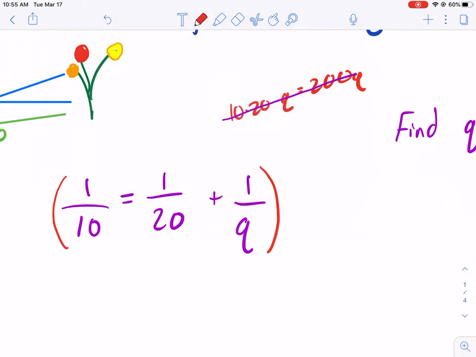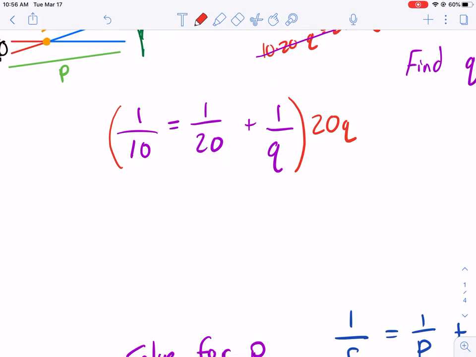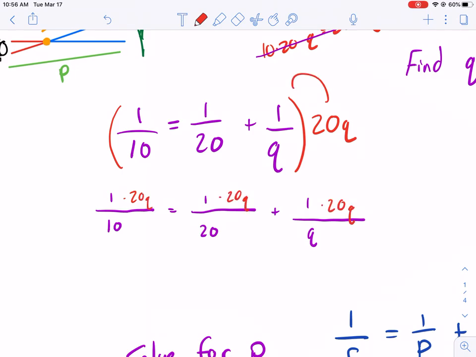So what is something that 10, 20, and q all go into? That is 20q. 20 will cancel with 10, 20q will cancel with the 20, and 20q will cancel with the q. Now I'm going to rewrite this, extending the numerator to show that we're multiplying each term by 20q. So we write times 20q, times 20q, times 20q, because we are distributing to all three terms.